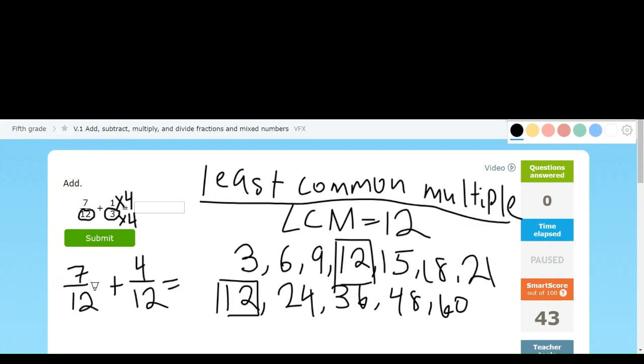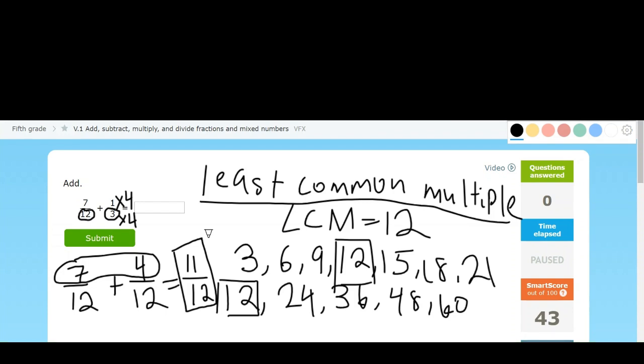And then when the fractions have the same denominator at the bottom, you just add up the top, the numerator. 7 plus 4 is 11. And then you keep the bottom. And lastly, we check to see if our fraction is simplified. In this case, 11 over 12 is simplified because they share a common factor of 1.